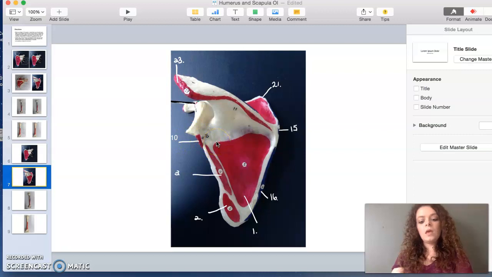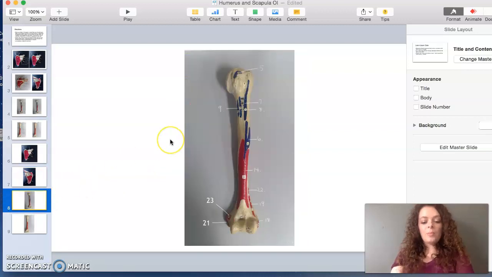And now with our insertions at number 21, we are going to have the insertion for the levator scapulae. Starting at number 21, 21 is an insertion, as is number 15. Number 15 marks the insertion of the rhomboid minor. And at number 16, we are going to have the insertion of the rhomboid major. Whew.